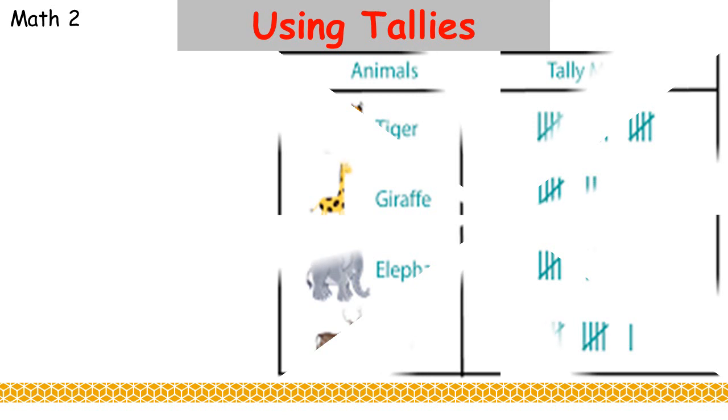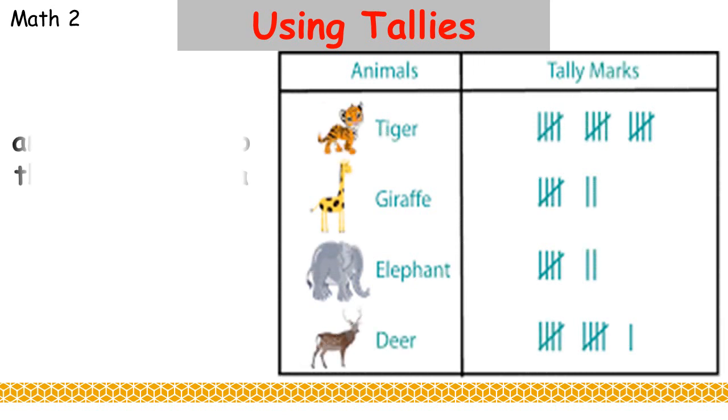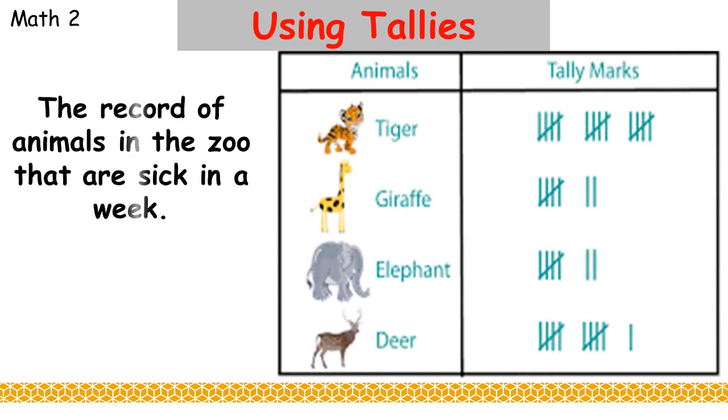Now, let us go further. Here's the record of animals in the zoo that are sick in a week. Our first task is to make total of each. Let us start. Check your answers.